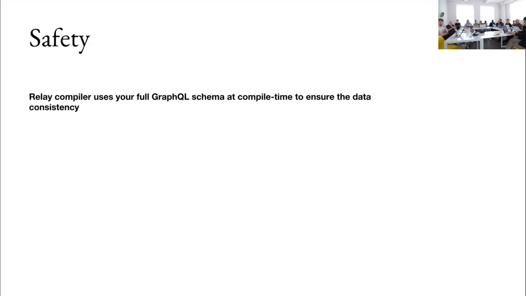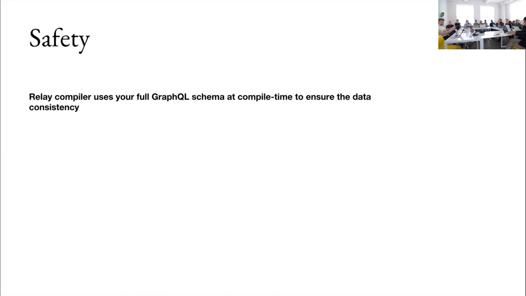And then safety, they don't list this out right now, but you may have heard of Relay Classic versus Relay Modern. Relay Modern is basically a reboot, that's just Relay. Let me give a little bit of history. Facebook has worked on GraphQL internally for a long time. And to use their GraphQL service, they built a client that they called Relay. Relay did a whole bunch of other things. It started out actually as a sort of React router type of thing.